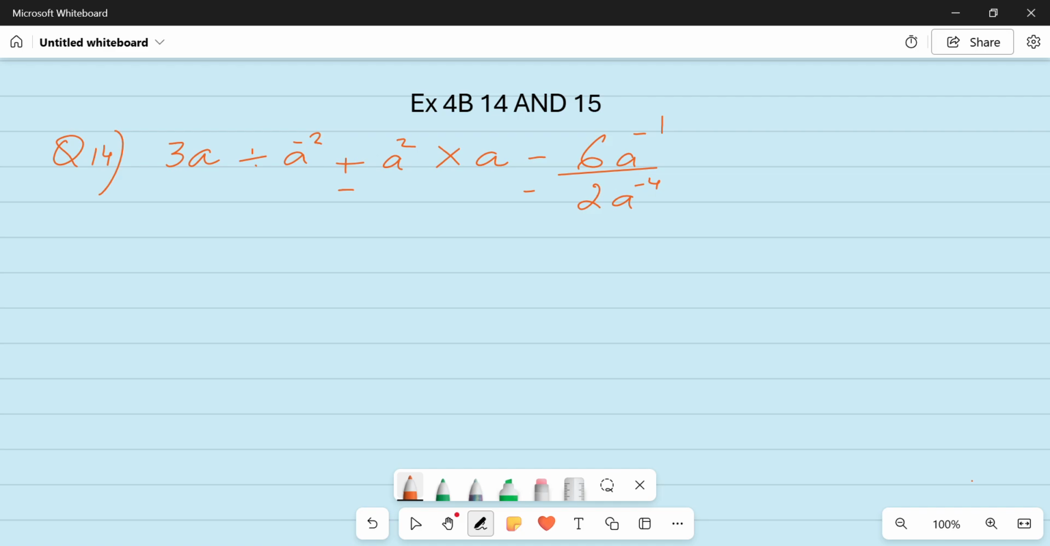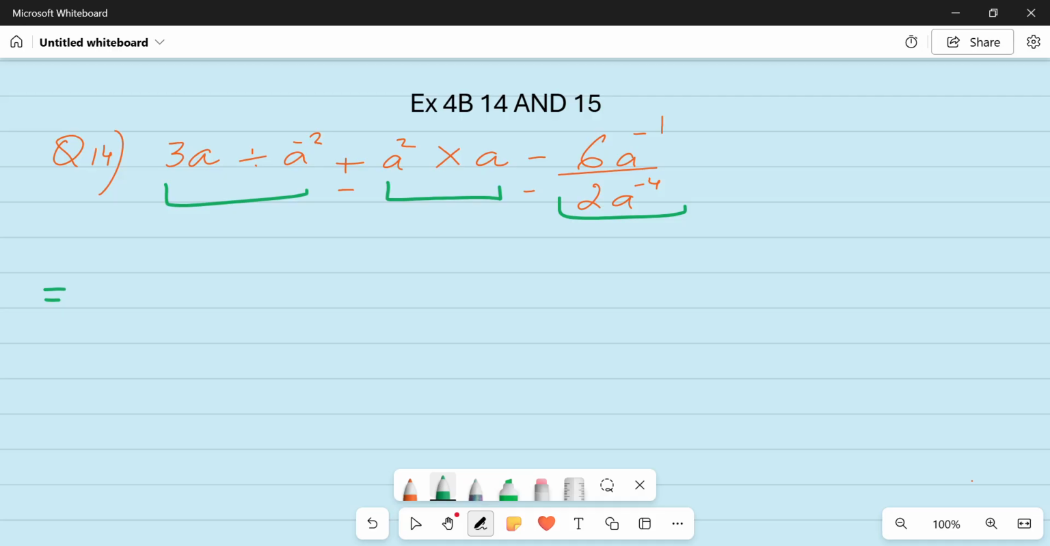So here we have a first part, this is our second part, and this one is the third part, right? So let's solve it part-wise. So here we have 3a divided by a^-2 now.